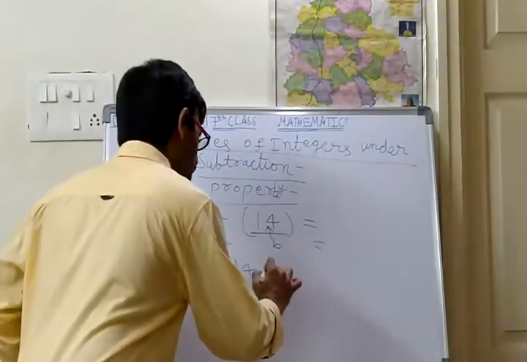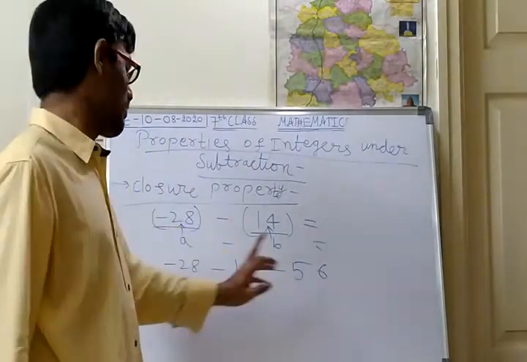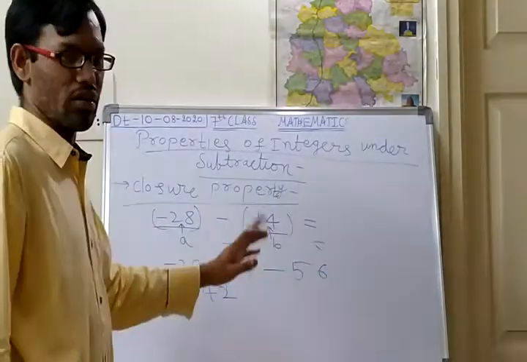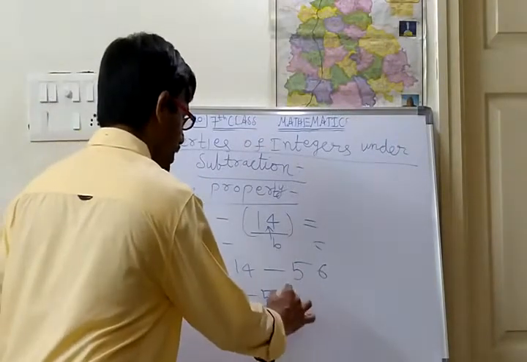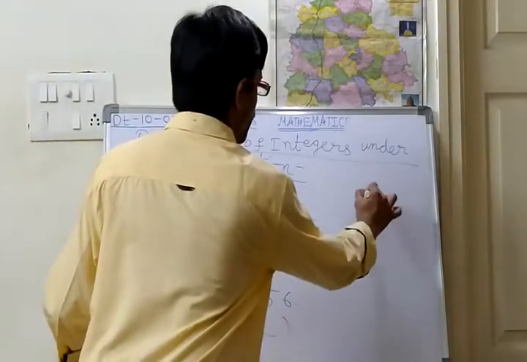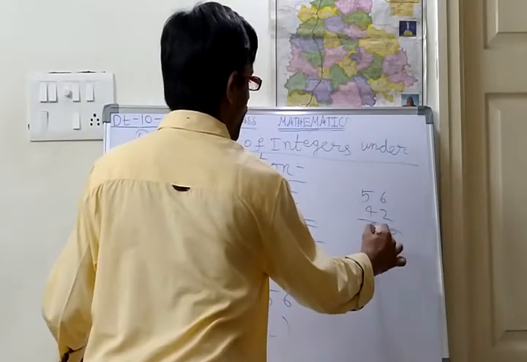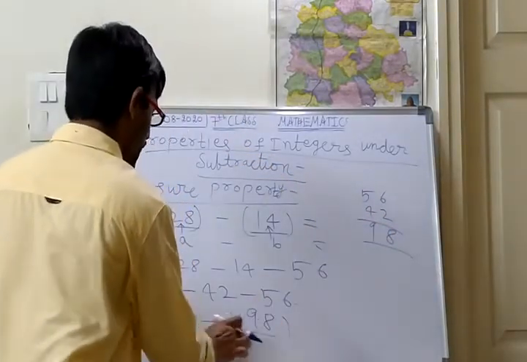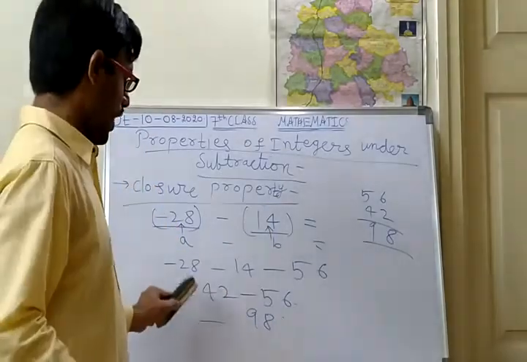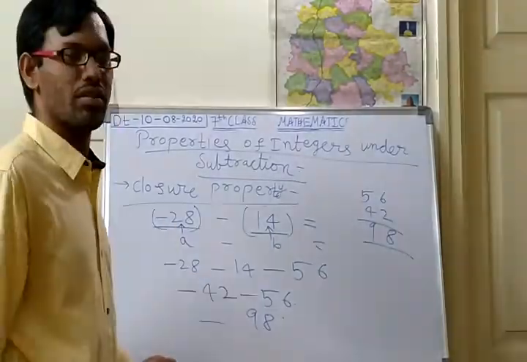Suppose there are 3 numbers having the same symbol. You have to add these 3 and you should put that same symbol for the result. Whatever the result you will be getting, minus so and so number. So 56 plus 42. 6 plus 2, 8, 5 plus 4, 9. So 98. So minus 98 is the result. So you have to have a clear idea about subtraction, addition also.